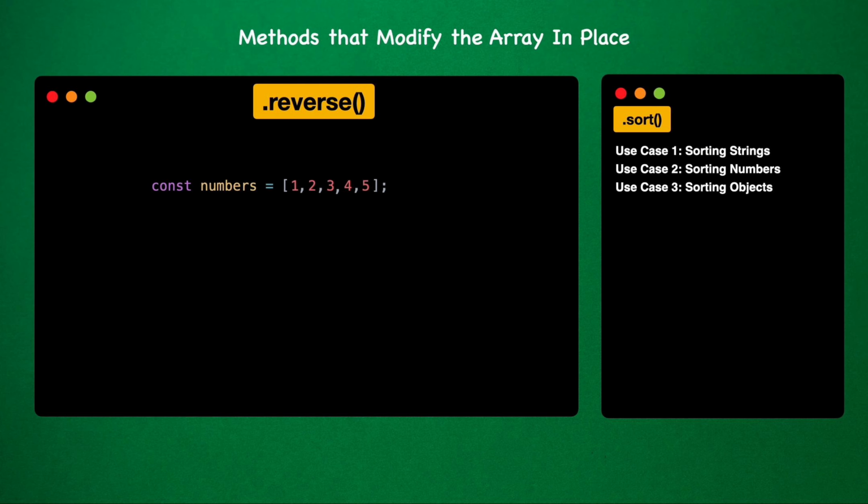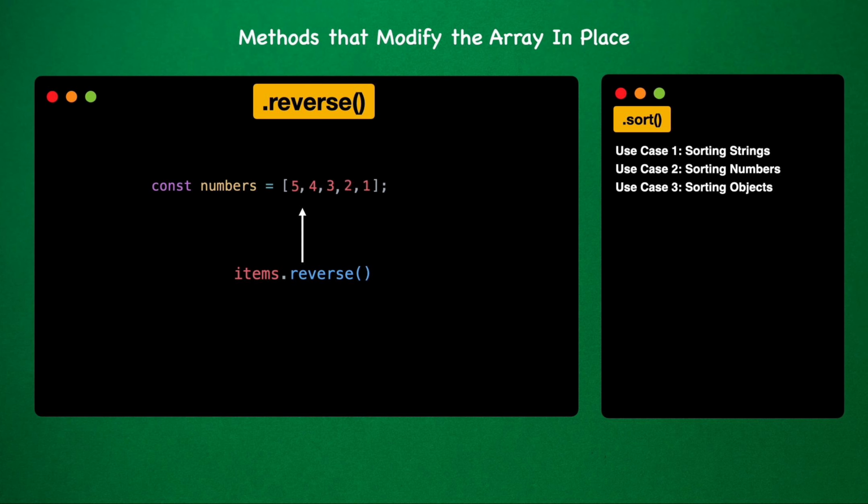We have a numbers array here. When reverse is used on our numbers array, the array is transformed in place to 5, 4, 3, 2, 1. The original numbers array is now in reverse order, with the last element, 5, moving to the first position and the first element, 1, moving to the last.